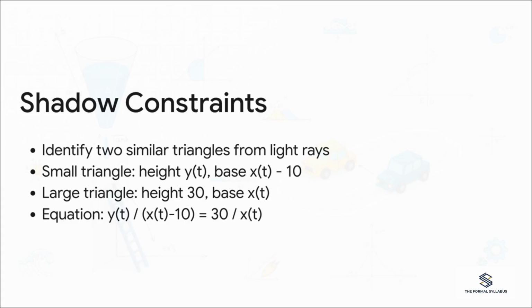By setting up a ratio between the small triangle's height and base to the large triangle's height and base, we literally connect the vertical drop directly to the horizontal speed along the pavement. It is a perfect translation of a physical situation right into a differential equation.